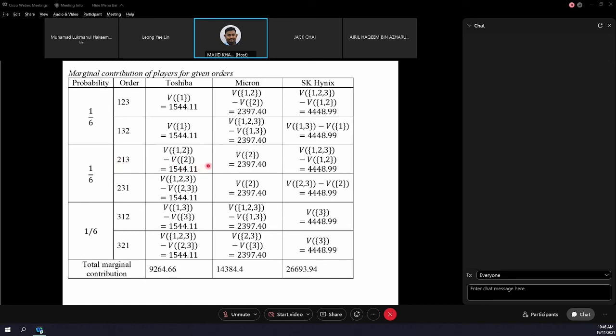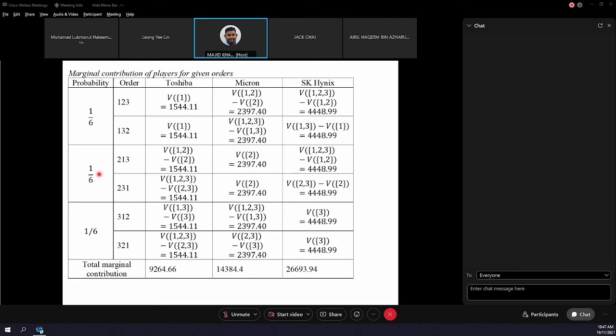1544.11. Next, for V2, now the order starts with 2. That's why you get the same value for 2 here and down here. And you do the same calculation by order for the whole matrix. Never mind, you just go through it first.